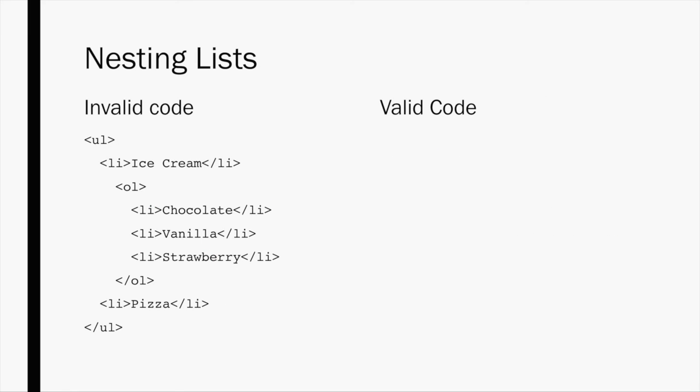Alright, so let's take a look at nesting lists. We can actually incorporate different lists into different formats. In this case, we have a UL, or an unordered list, and an ordered list inside of it. The code on the left is invalid. I'll give you a second to look at it and think about why it's invalid.